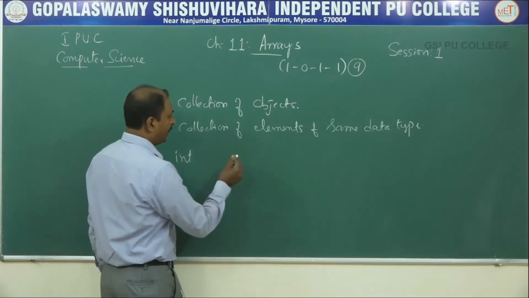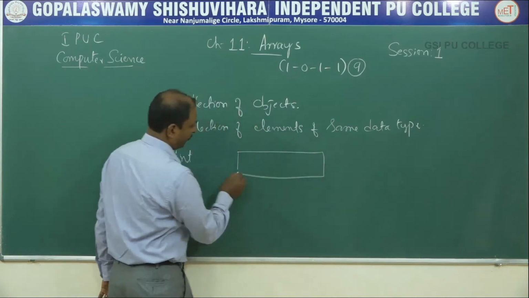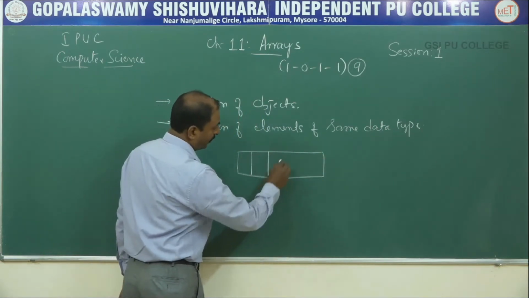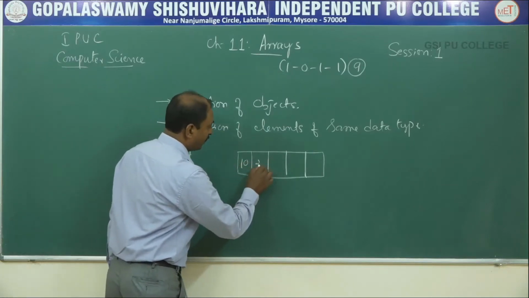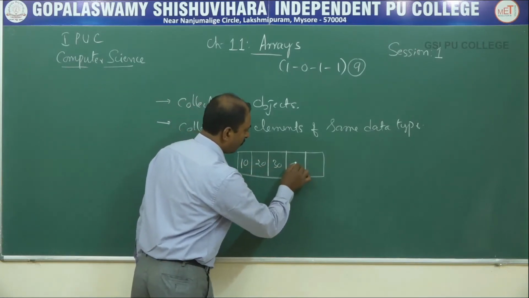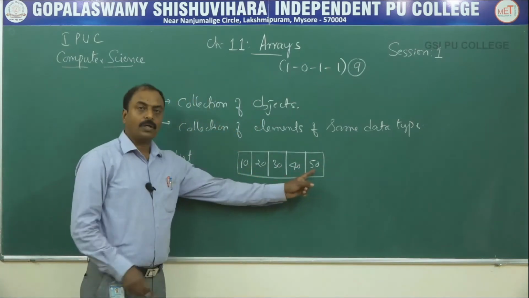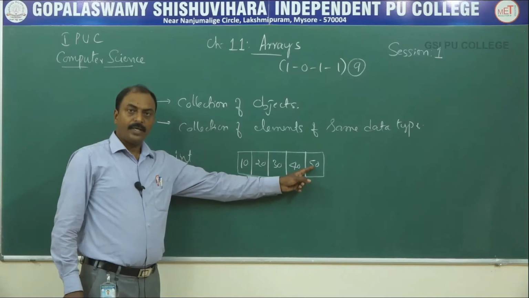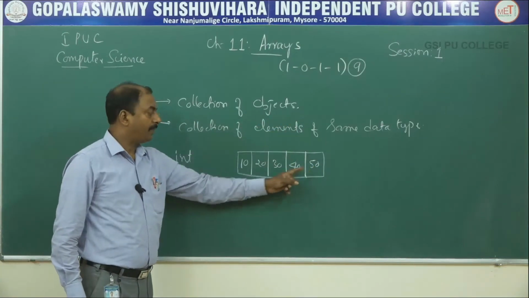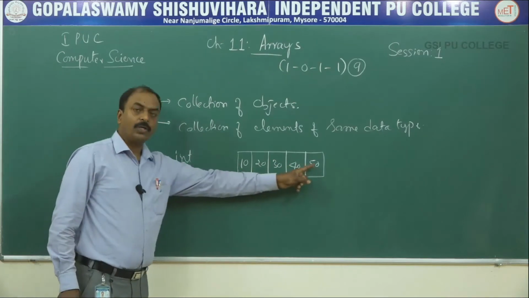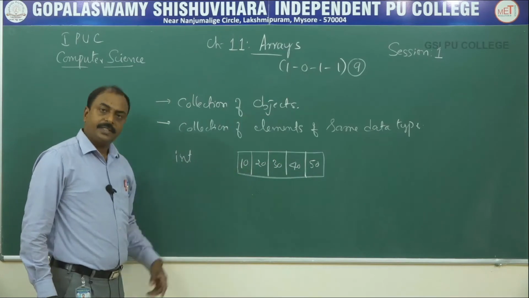For example, integer array, I can store the values in an array. For example, here I say 10, 20, 30, 40 and 50. These are all called the elements of an array, or it is nothing but a collection of same data type. Here all the elements are of the data type int. So it is an integer array.